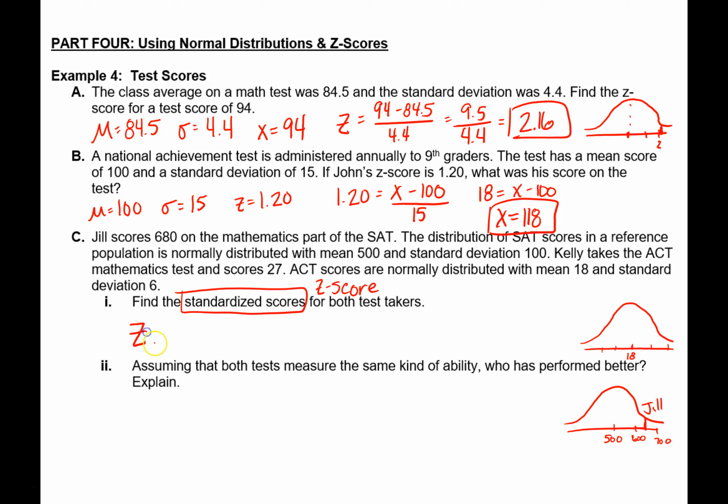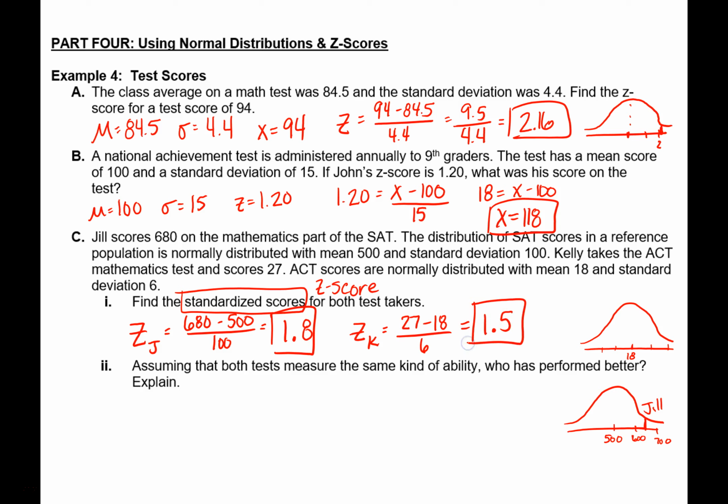So let's do the z-score. I'm going to abbreviate for Jill first. Jill had a 680. We're going to subtract the 500, the mean, and divide by the standard deviation of 100. So that's going to give us 180 over 100, which is 1.8. So Jill's z-score is a 1.8. Now let's find the z-score for Kelly. Kelly got a 27. We're going to subtract 18 and then divide by 6. 27 minus 18 gives us 9, and 9 divided by 6, that's going to be 1.5.